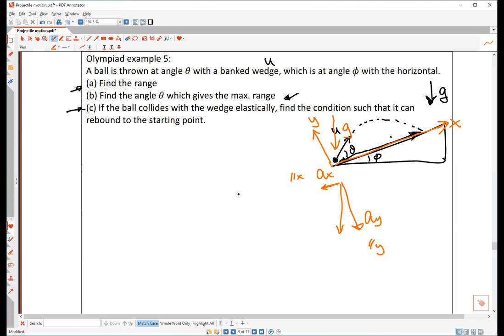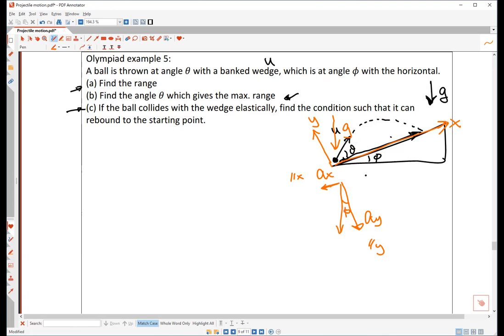Are you still doing it? First of all, does this angle depend on theta? You need to think about it carefully. So theta is the launching angle. If you launch at a different angle, it doesn't change the angle between g and the y-axis and x-axis. So this angle only depends on phi. It does not depend on theta. So in this case, this angle is equal to phi.